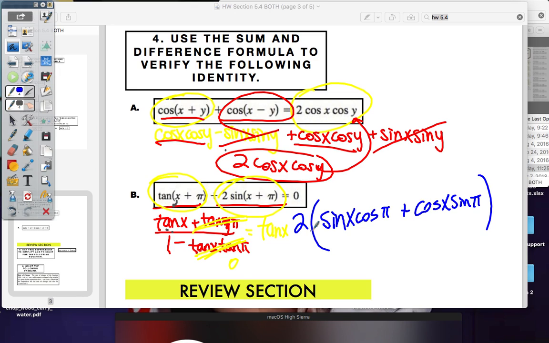So what is cosine of pi? -1. So this is -1 times sine, right? Which would be negative sine of x. What's this? 0. Good.